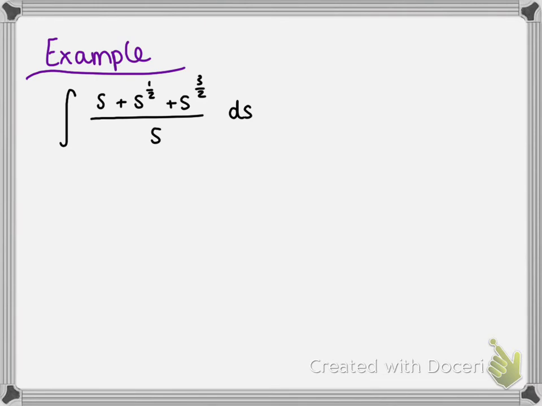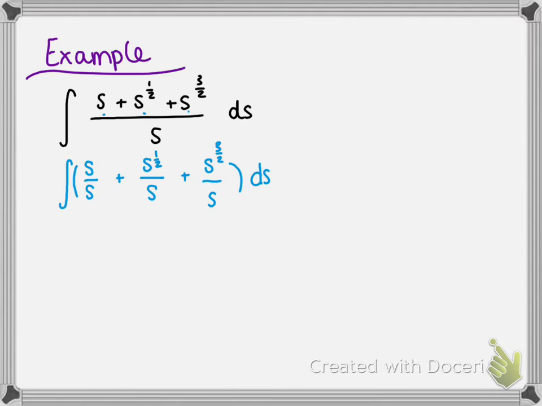Okay, so I've got s plus s to the half plus s to the 3 over 2 all over s. So the best way to think about this was to turn your one fraction into 3 separate fractions. So we would have s over s plus s to the half over s plus s to the 3 over 2 over s ds, or with respect to s.